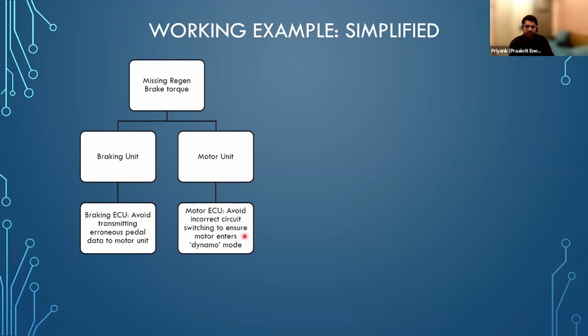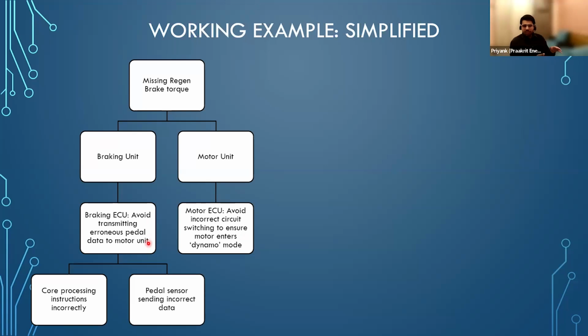Okay. I'm going to take the tree of the braking ECU a bit further. I'm going to take two examples here. The core is processing instructions incorrectly. The core meaning that the braking ECU will have a microcontroller or a microprocessor, or depending on architecture, some intelligent core which will be processing all the instructions. Or the pedal sensor sending the data incorrectly, so the fault is inside the sensor itself, even if the core is working properly but the input it receives is garbage. So this is the architecture of the fault, I assume.